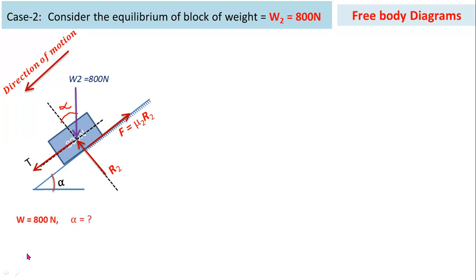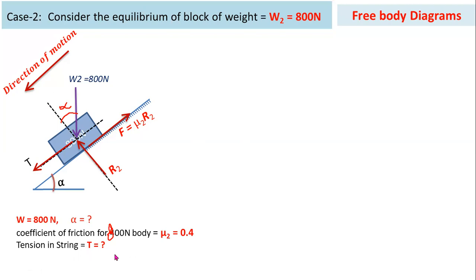Now here W equal to 800 newtons. You have to find out the value of the inclination of the plane, alpha, and the coefficient of friction between the block and plane, mu equal to 0.4, and the tension in the string or cord equal to T.